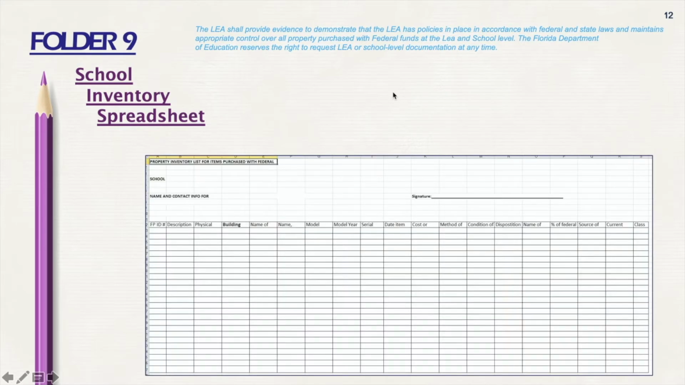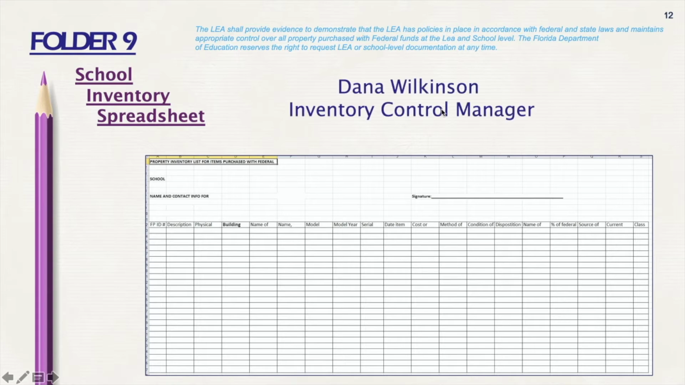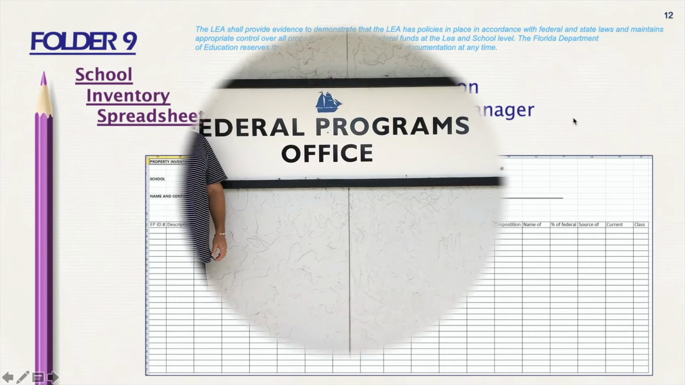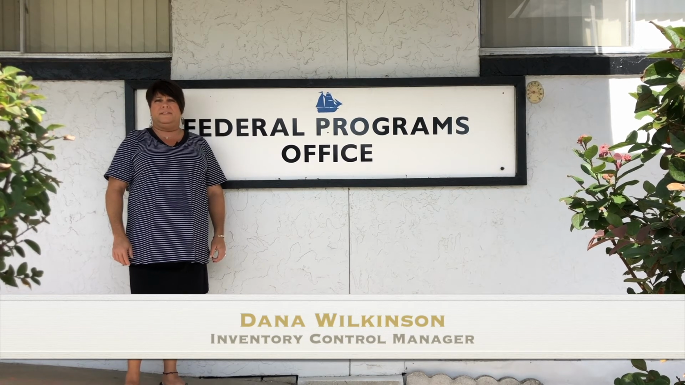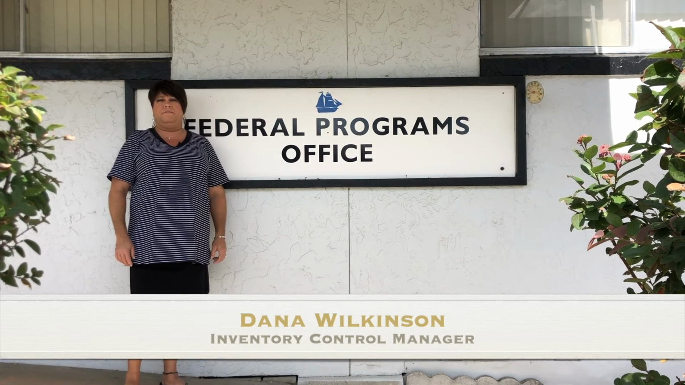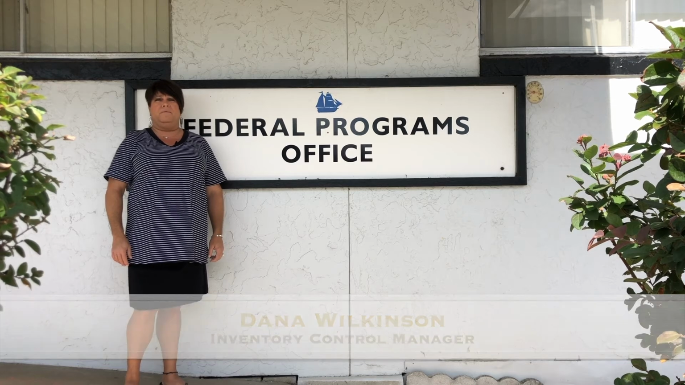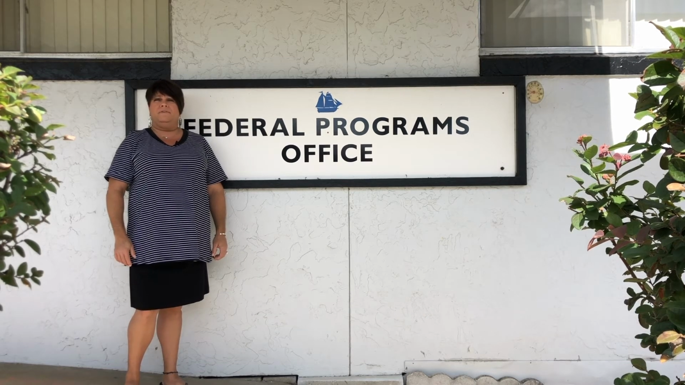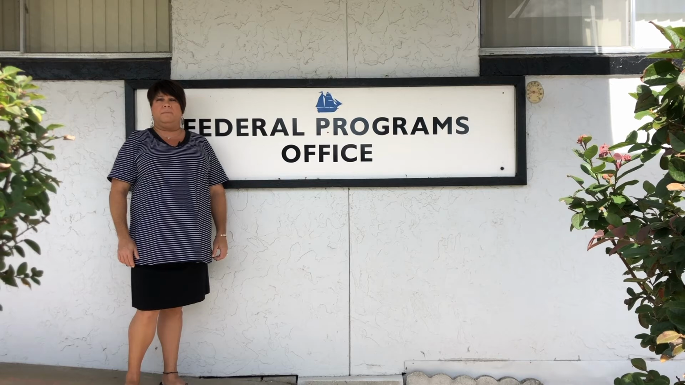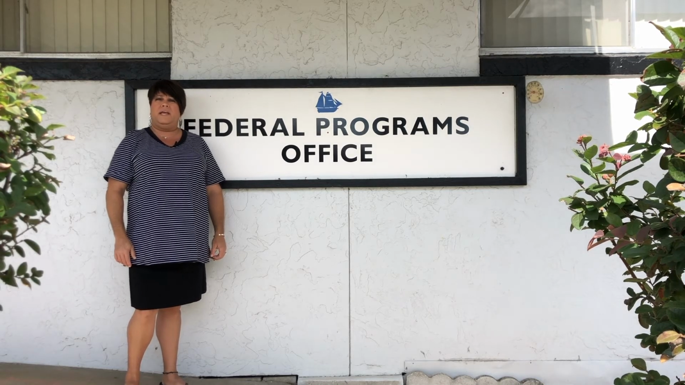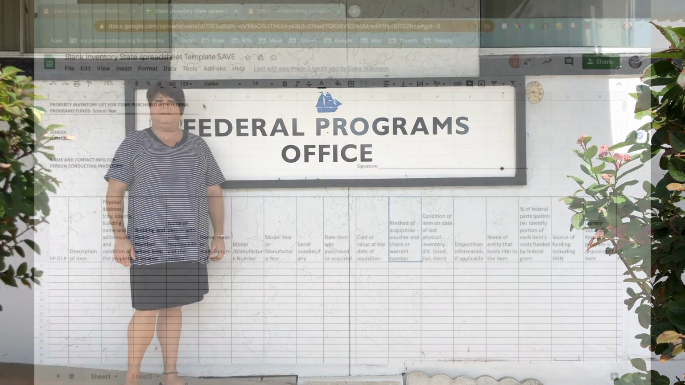And now this is what a copy of the spreadsheet looks like. Yours will be filled in. And Dana Wilkinson is our inventory control manager, and she will speak to you on the inventory process at your school. Hi, my name is Dana Wilkinson. I am the Inventory Control Manager for Federal Programs. I have been with Federal Programs for a year. I inventory and track the items that we purchase with federal funding here in our Federal Programs office.